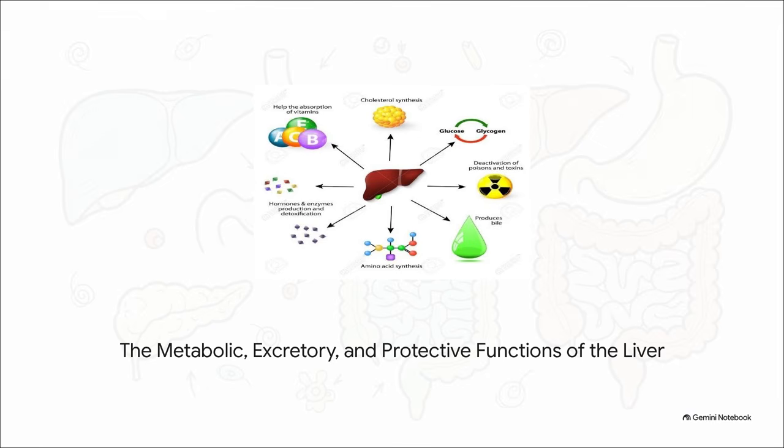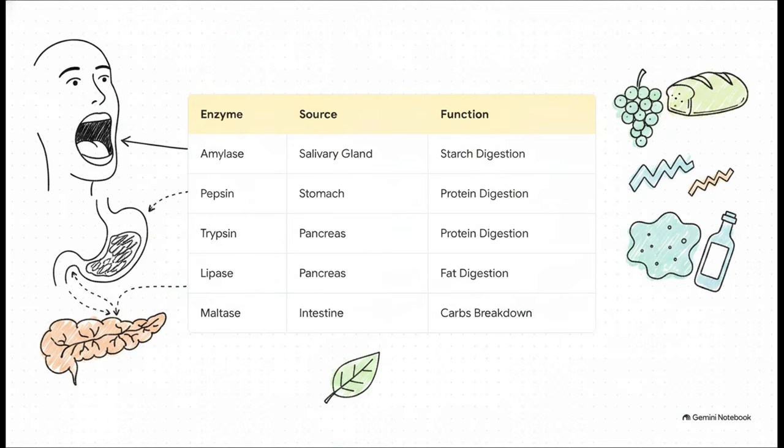It synthesizes plasma proteins and stores glycogen. Plus, it serves a massive protective function, filtering your blood, detoxifying poisons, and metabolizing the very drugs you're studying right now as pharmacy students. Here is your ultimate exam cheat sheet for digestive enzymes. Seriously, take a mental screenshot of this. Notice how salivary amylase starts starch digestion way up in the mouth. Pepsin tackles proteins in the stomach.